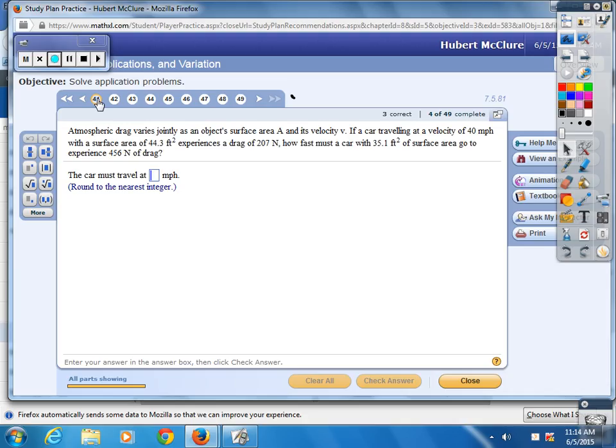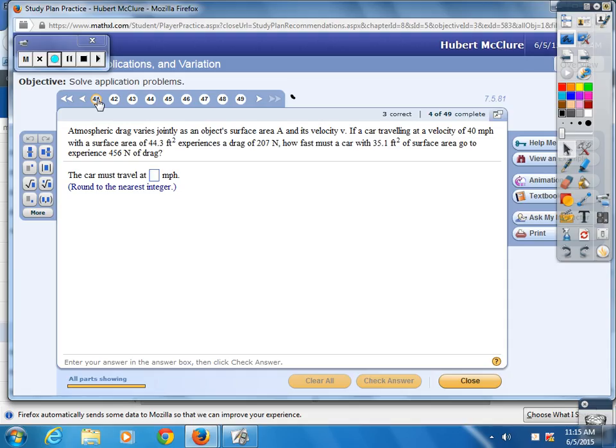Atmospheric, okay, wind resistance. Atmospheric drag varies jointly as an object's surface area and its velocity V. If a car traveling at a velocity of 40 miles an hour has a surface area of 44.3 square feet, that'd be like 44 would be like 2 times 22. Okay, let's just not think.